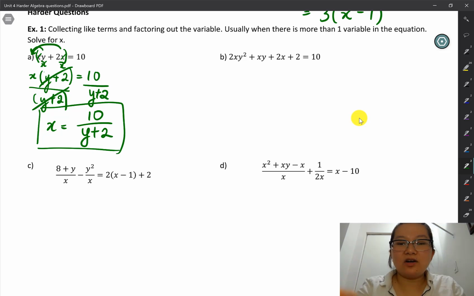I'm going to speed through this one. Notice there are 3 terms with the x variable, so I'm going to bracket all 3 of them.